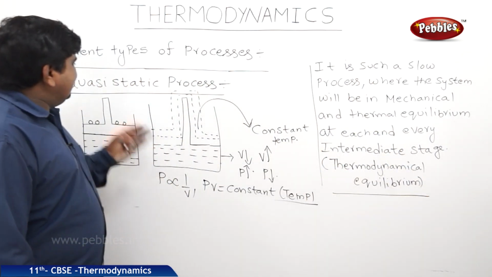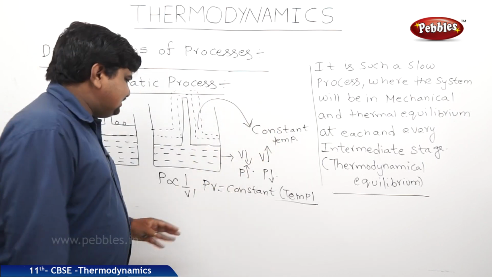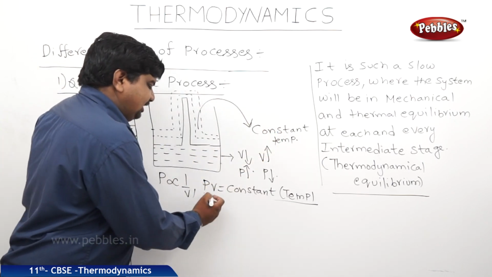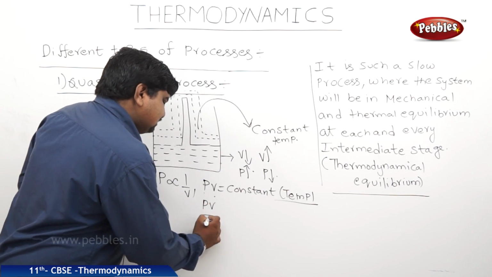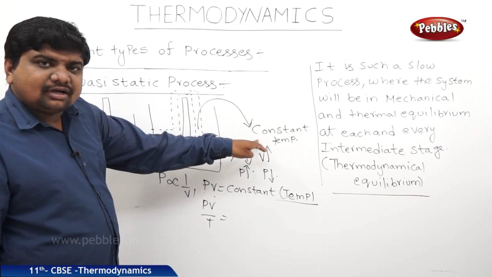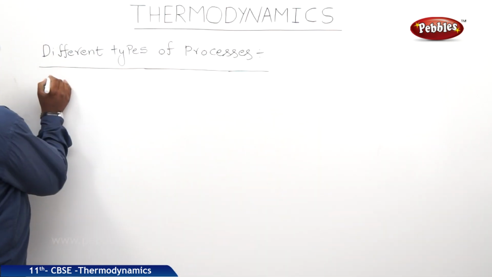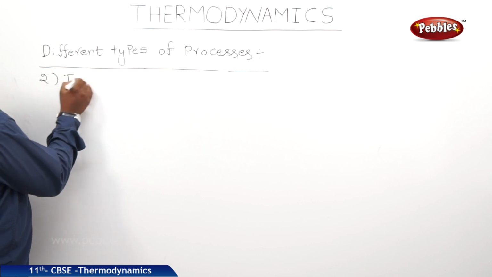Like this, we can define the quasi-static process. At every intermediate stage, we should check the relationship between P and V, and we should check the relationship of PV by T. This PV by T ratio is constant with the surroundings at every intermediate stage. The next process to be discussed in this list is the isothermal process.